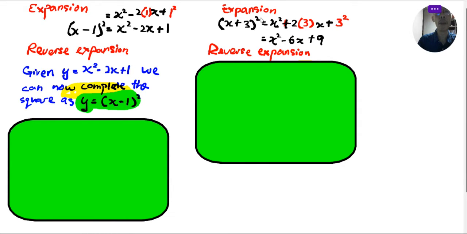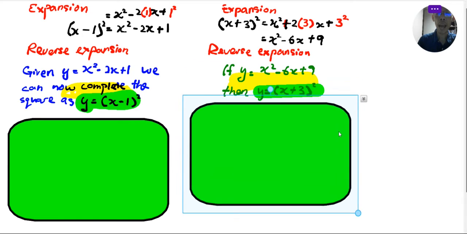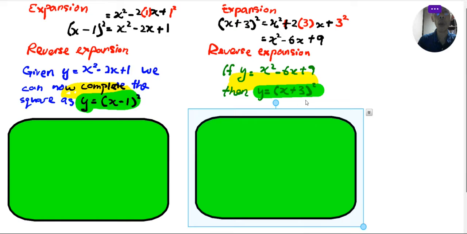Similarly with x plus 3, everything squared. This is my expansion. So if I know x squared plus 6x plus 9, then by completing the square, I should get x plus 3, everything squared. This is if we know the quadratic equation to be the perfect expansion of a complete square. This is x plus 3 squared or x minus 1 squared. This is a complete square.